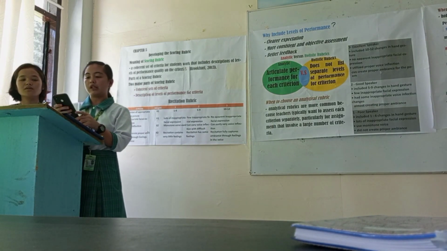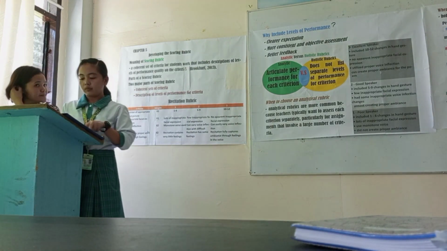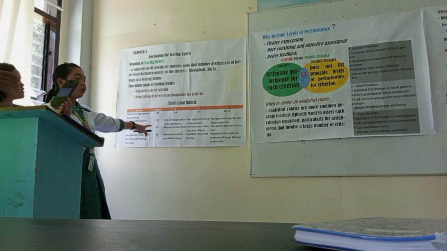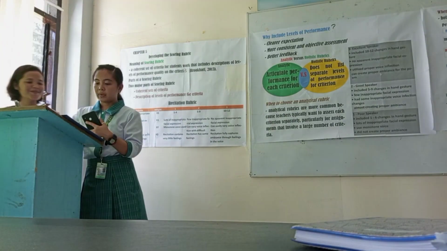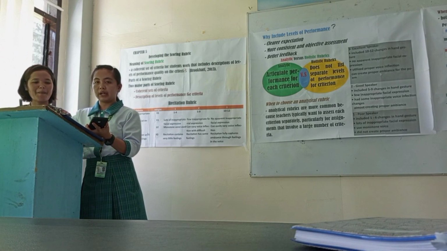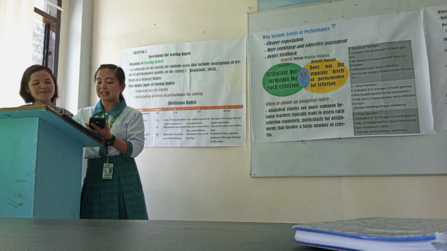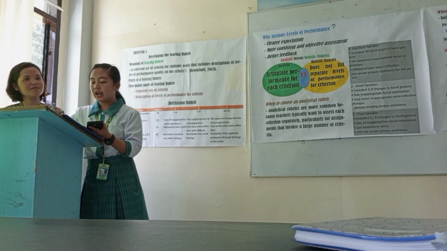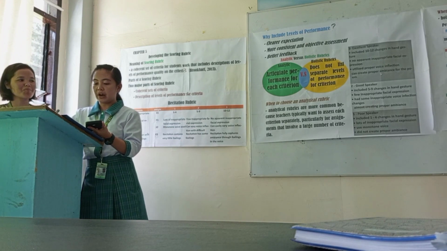So for example, the analytic rubric looks like this. So, parts of an analytic rubric. An analytic rubric has a title. It tells about what the rubric is all about.